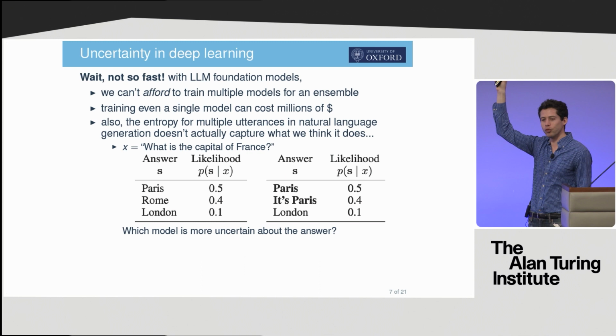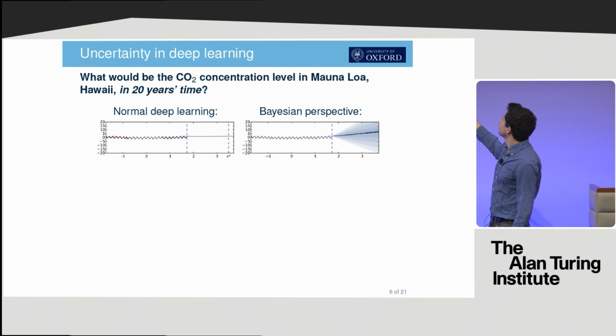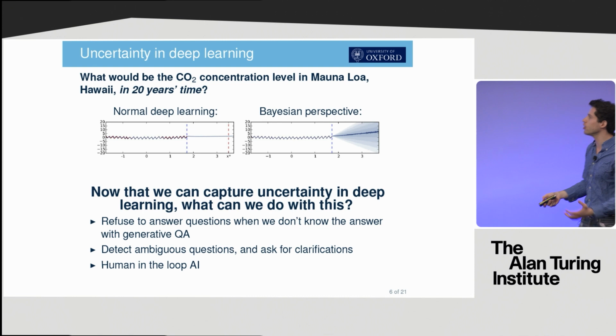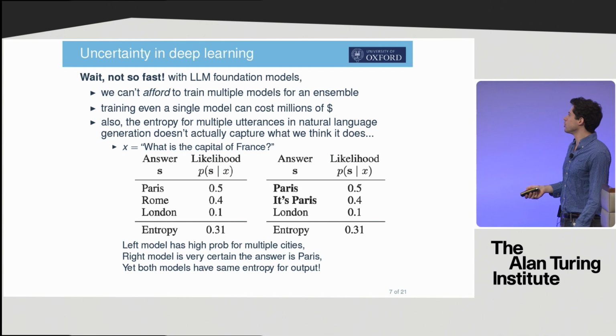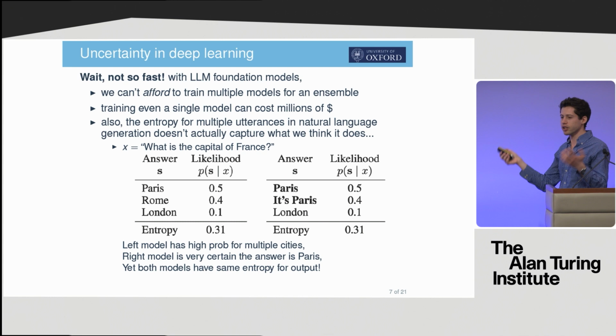So we can actually see that if you look at the entropy of those two models, it's actually the same. If you just naively use the same tools we talked about before, like compute the entropy or the disagreement of these different things, even if we can afford to train three models, it actually will be the same for both of them. The left model has high probability for multiple cities. The right model is very certain the answer should be Paris, yet both of them have the same variance or entropy or disagreement between the different models.